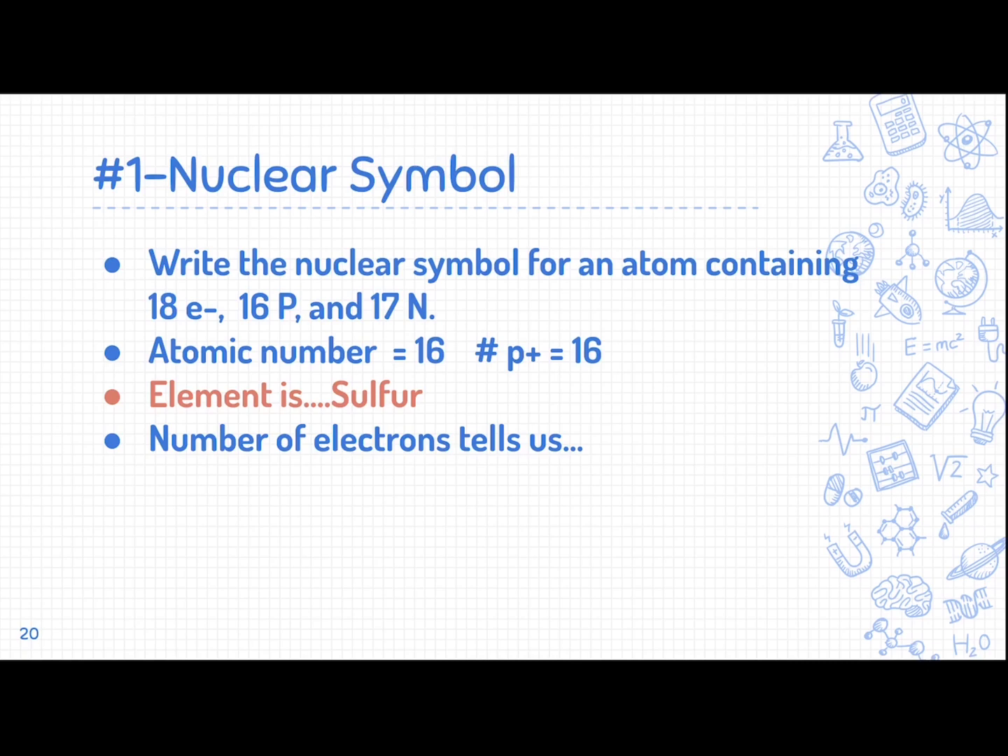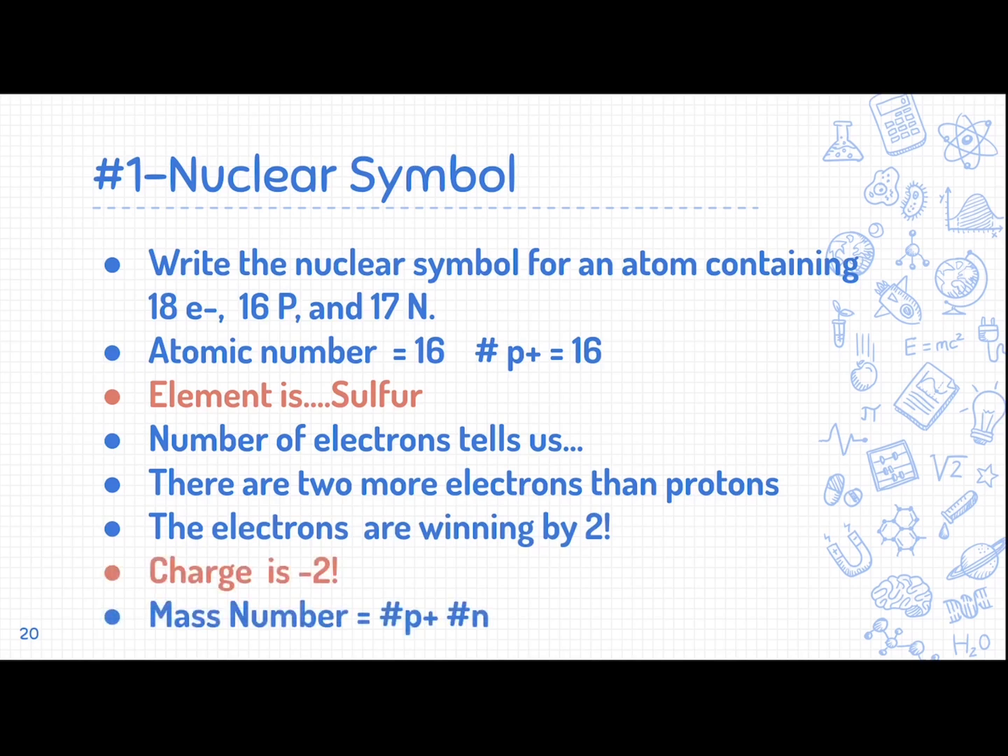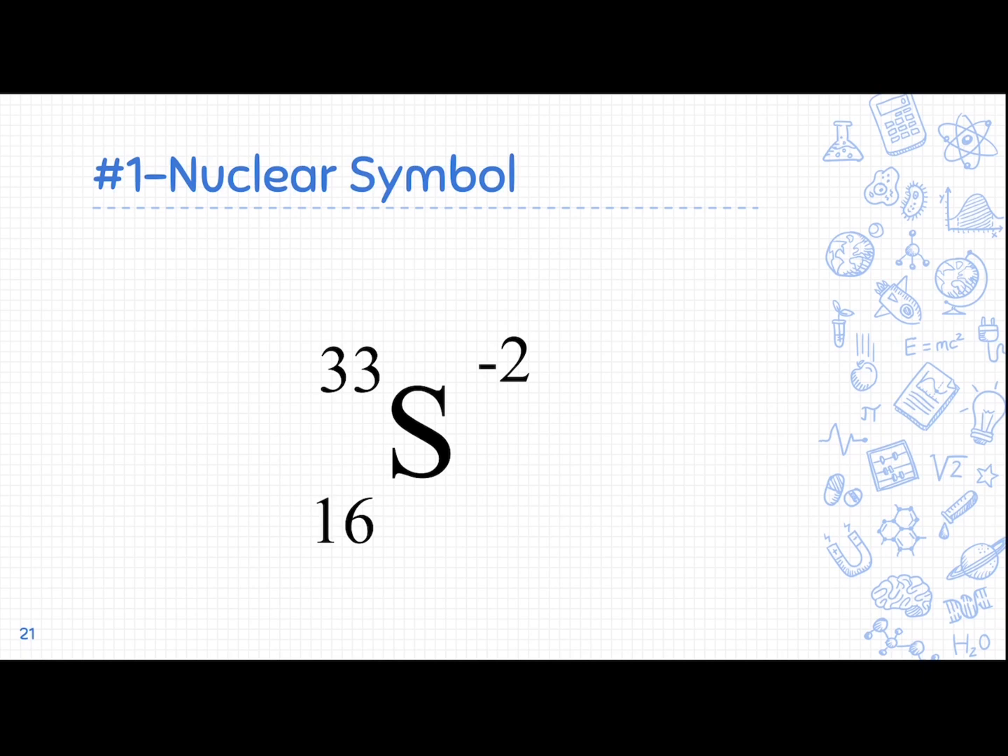It also tells us the number of electrons, so we can figure out the charge. There's 2 more electrons than protons, so my charge is just -2. Next, we need to figure out the mass number, so we're going to add our protons and neutrons together, so 16 plus 17. When I do that, this is the symbol that I get. So I have mass number on top, protons on the bottom, and then my charge.